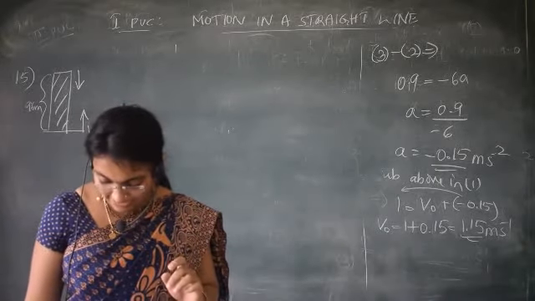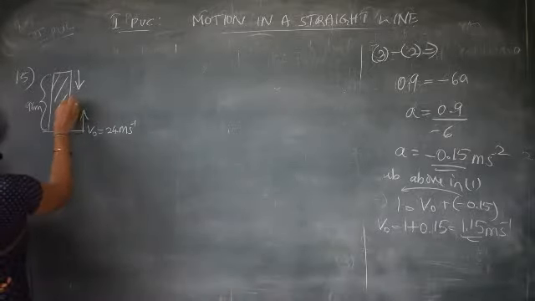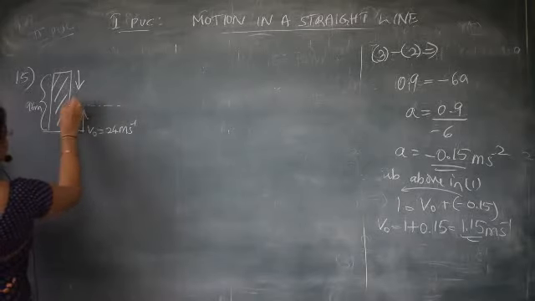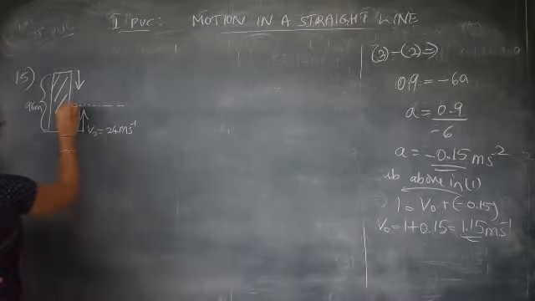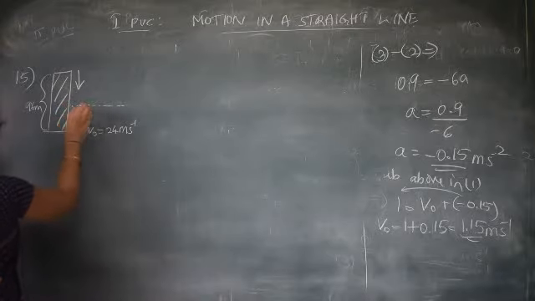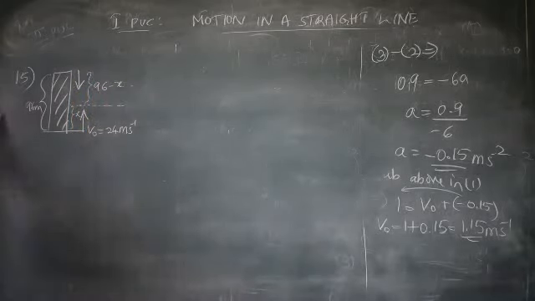When and where the stones will meet, we don't know where they will meet. So I'll take approximately here. Okay, we don't know. We'll take approximately here. Let us assume that it will meet at a distance x from the ground. Then this distance is 96 minus x. Correct? 96 minus x.